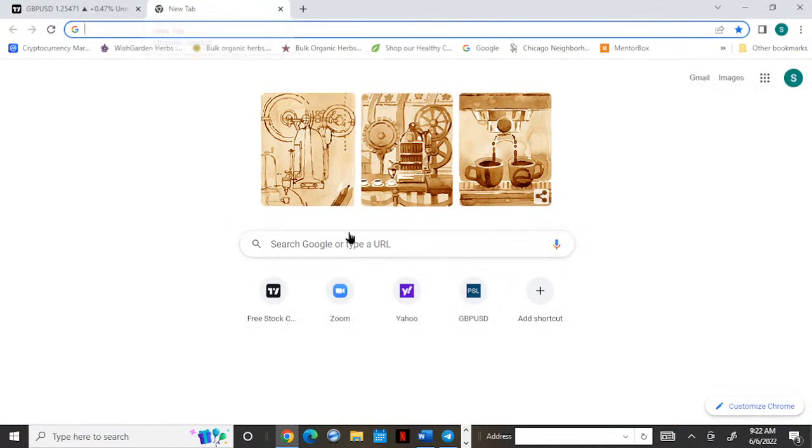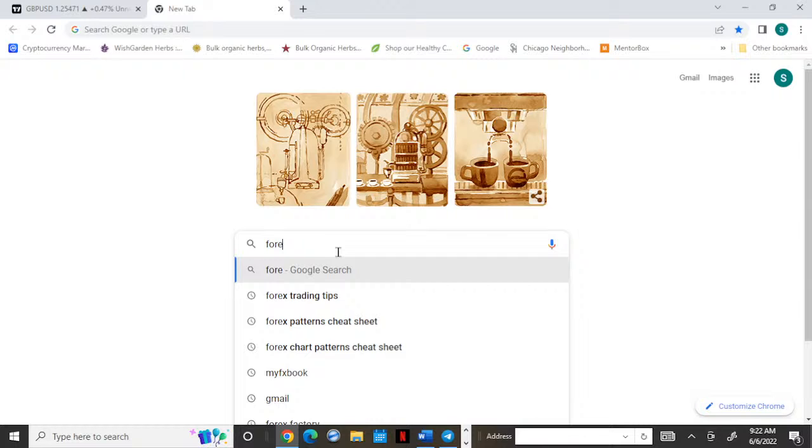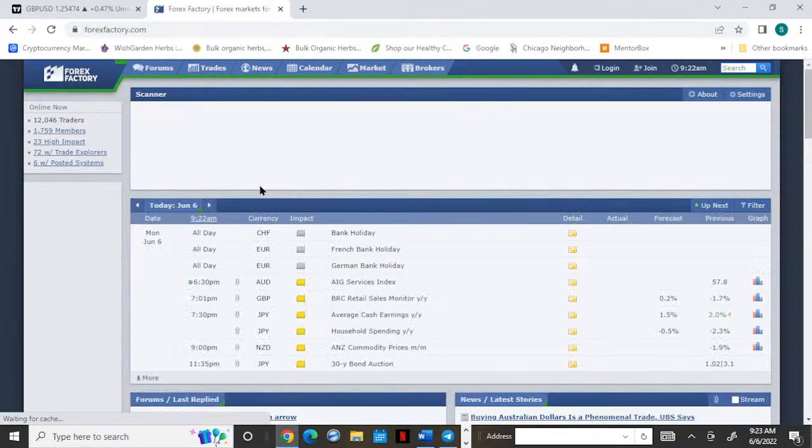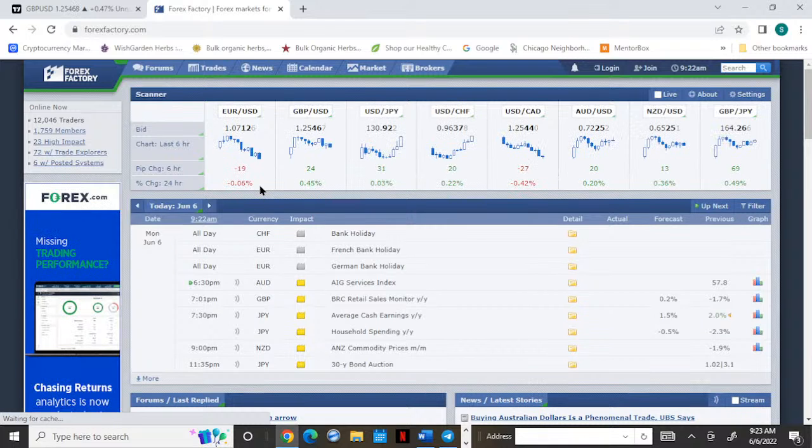I have not checked to see what kind of news we have today or if there is any. I know Wednesday is CPI, so the market might be moving slow just to rev up for that. Yep, look, we got CHF Bank holiday today, pretty much nothing. So it might be a nice, slow, smooth moving market.